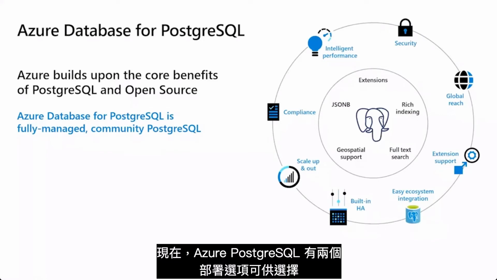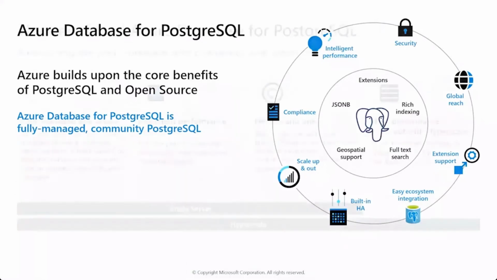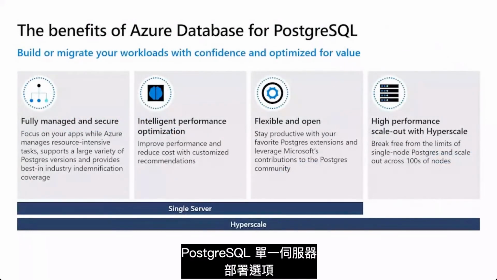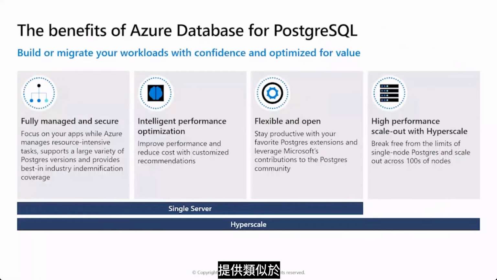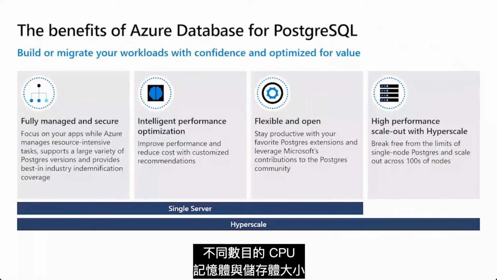Now, Azure PostgreSQL has two deployment options you can choose from. So you can have a single server or hyperscale. So with single server, the single server deployment option for PostgreSQL provides similar benefits as the Azure MySQL database. You choose from 3 pricing tiers, so basic, general purpose, and memory optimized. Each of these tiers supports different numbers of CPU, memory, and storage sizes, so you can select the one that matches your workload requirements.